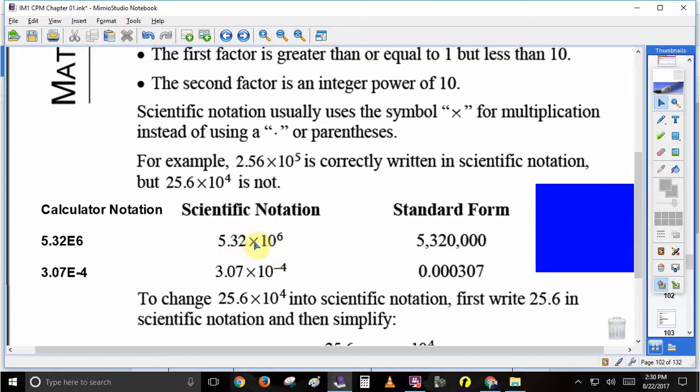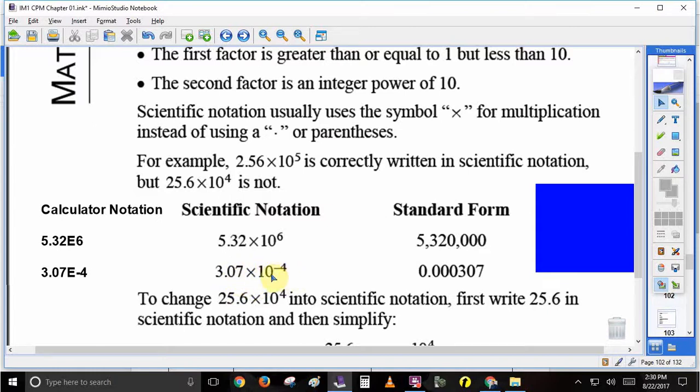Let's talk about moving between these forms real fast. 10 to the 6th is a 1 with 6 zeros. That's 1 million. So if we take 5.32 times 1 million, we end up with 5,320,000. A lot of times we're taught to do that just by moving the decimal 6 places to the right.